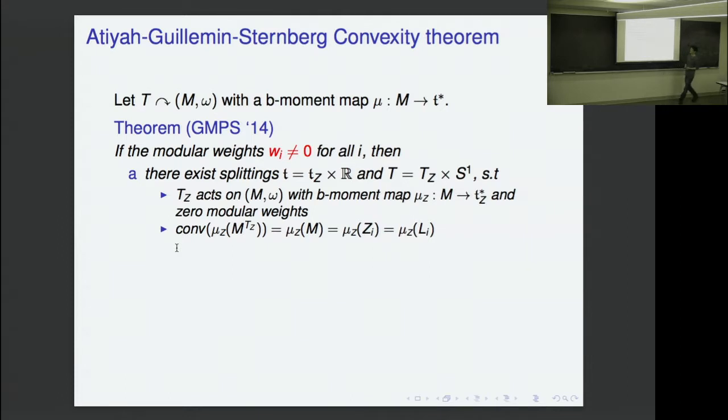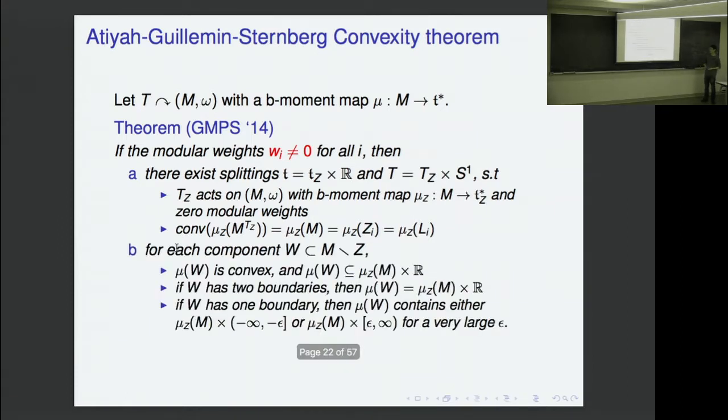Now, if we go back to the original moment map, then what we have to do is take components outside of the singular locus, and then we do the same type of arguments as in the symplectic case, and it can be proved that the moment image of this component is also convex.